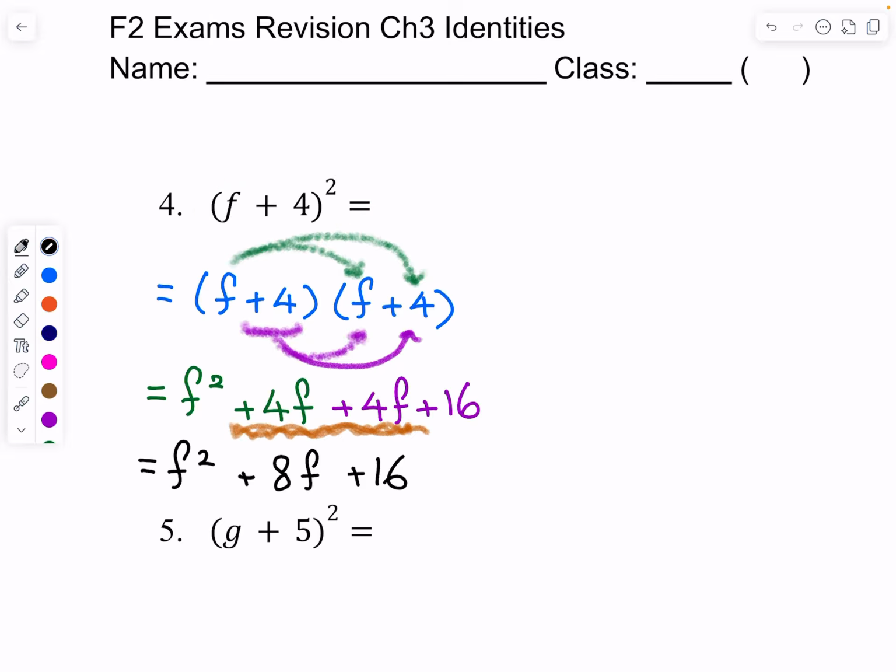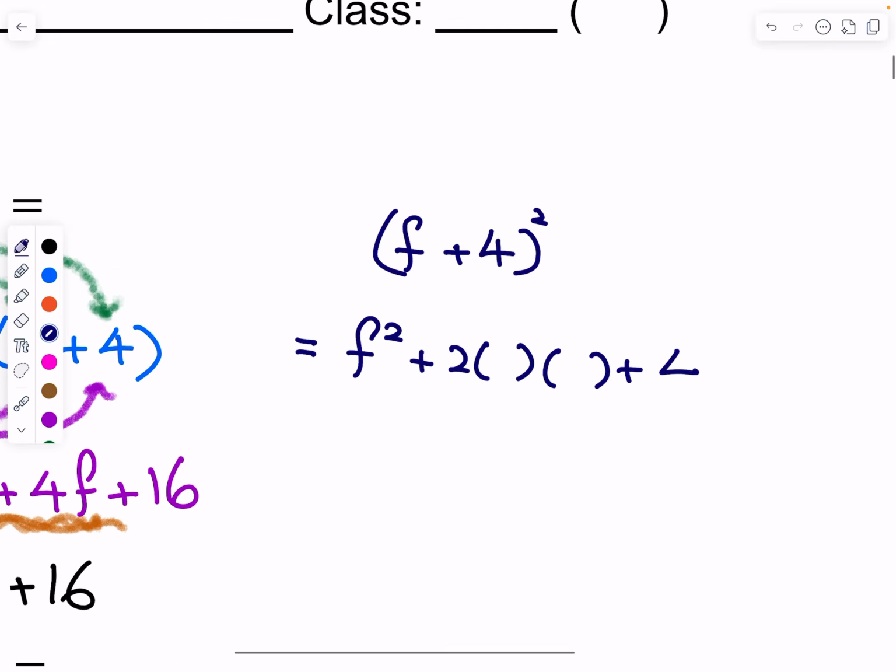Anyways, how about the identity method? So it's (A plus B) squared, right? (A plus B) squared equals A squared plus 2AB plus B squared. Now, which one is A and which one is B? A is the first part, so F. B is after that positive sign, so this. So A squared plus 2AB plus B squared. Now what do I fill in these brackets? A and B. Which one is A? A is the first part, B is the second part, so you fill in that F and 4. All right.